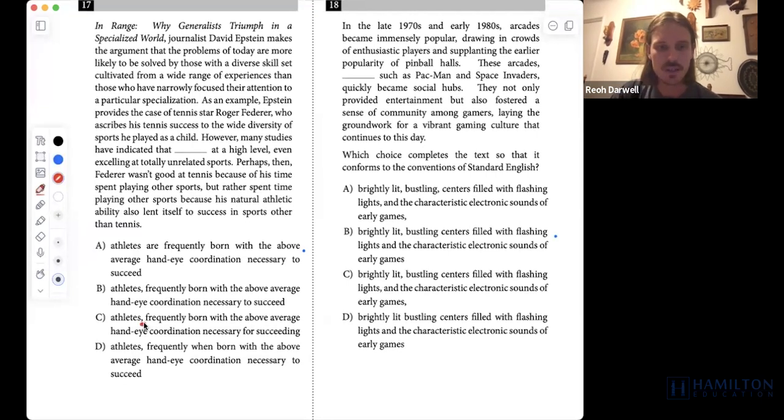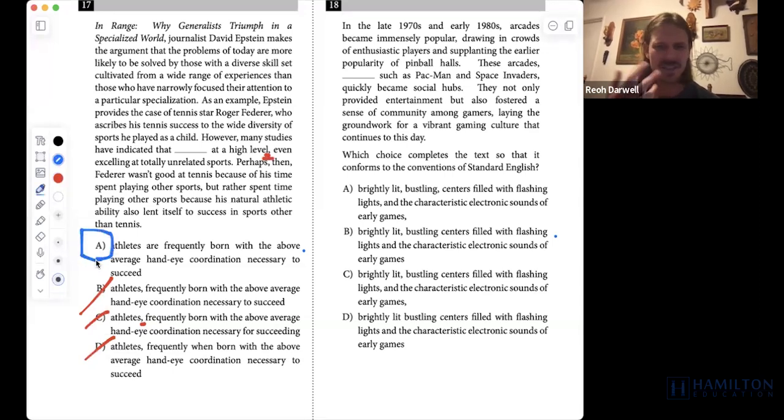For C, this comma here connecting to this comma here suggests frequently born until high level is a non-essential phrase, meaning we can take it out. But when we read it with it taken out, it says many studies have indicated that athletes even excelling at totally unrelated sports. That doesn't make any sense, right? D does the same thing, and B does the same thing, right? All of these create a non-essential phrase at that comma that doesn't make any sense. However, this is a pretty long clause.